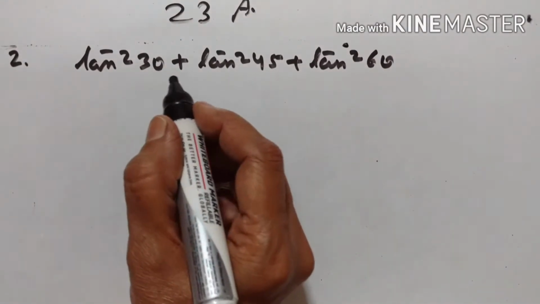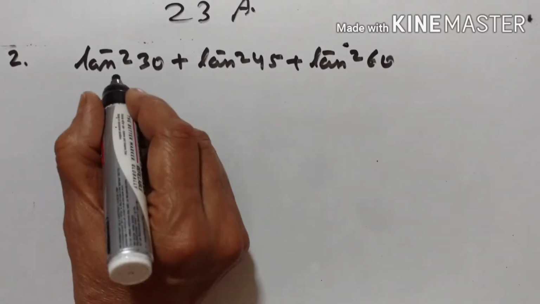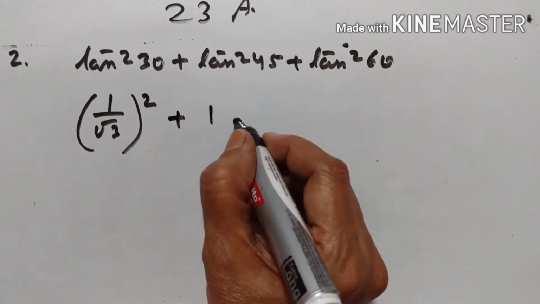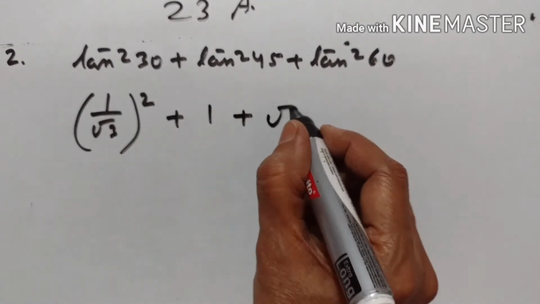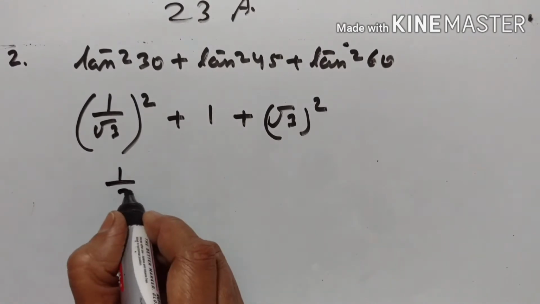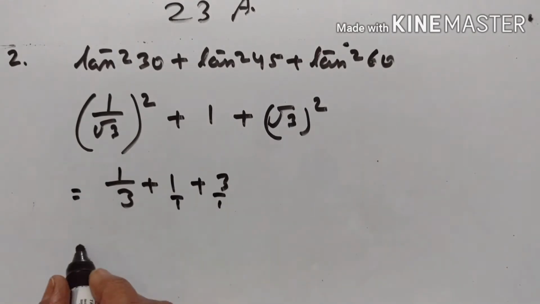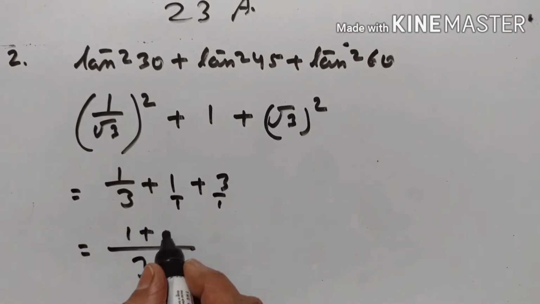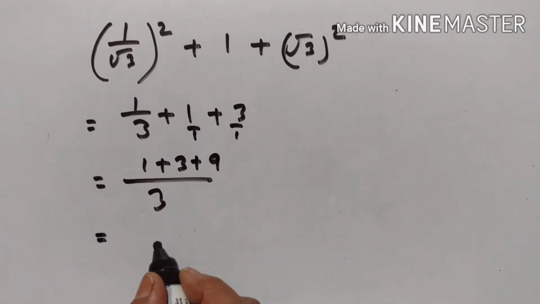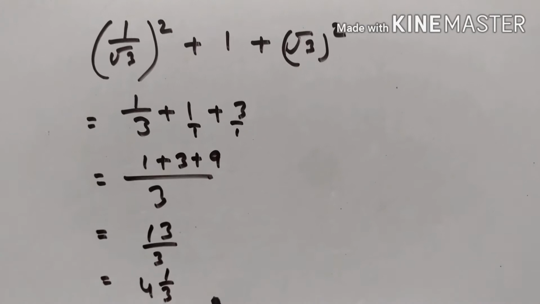We have to find the value of this. Tan 30 is equal to what? It is 1 upon square root of 3. Tan squared 30 is equal to 1 upon square root of 3, squared. Tan 45 is 1. Tan squared 45 is equal to 1 squared. Tan 60 is equal to square root of 3, squared. So this is equal to what? 1 upon 3 plus 1 plus 3. 3 is the LCM. 1 plus 3 plus 9. 13 upon 3. 3 4s are 12, 1 remains. 4 1 upon 3.